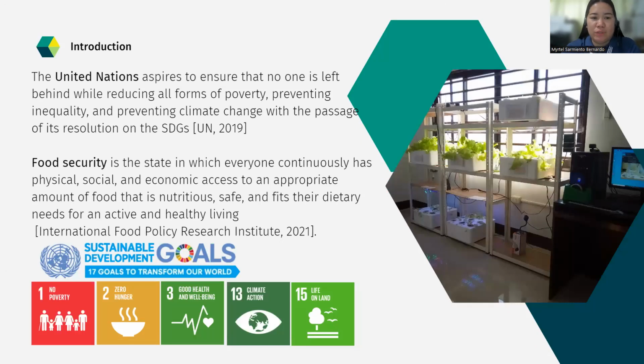The United Nations aspires to ensure that no one is left behind, reducing all forms of poverty, preventing inequality, and preventing climate change, with the passage of its resolution on the SDGs by 2019. Food security is a state in which everyone continuously has physical, social, and economic access to an appropriate amount of food that is nutritious, safe, and fits their dietary needs for their active and healthy living, as stated by the International Food Policy Research Institute in 2021.